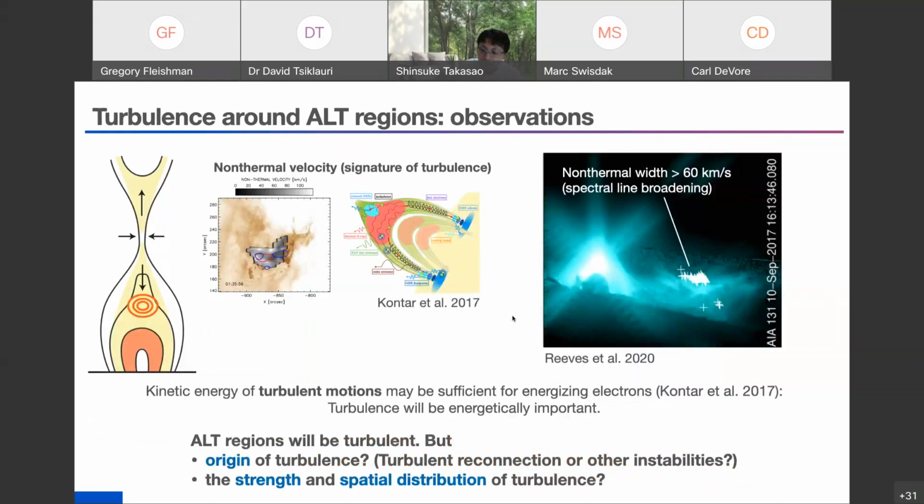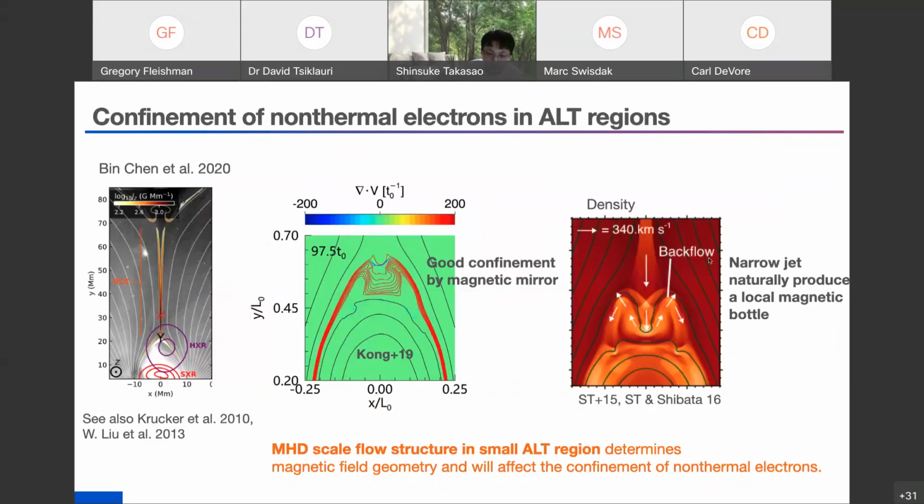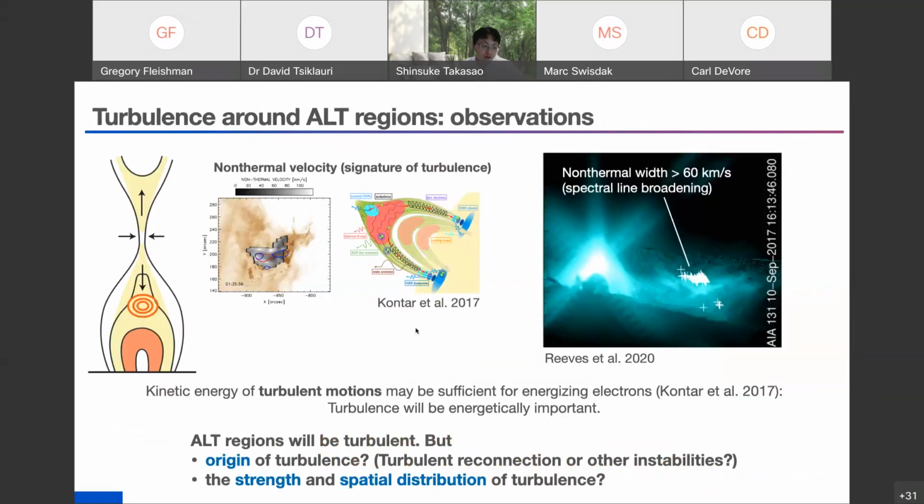Okay, so I show that even a simple simulation shows complicated flow structures in the ALT region, like this. We have a narrow jet going downward, and we have backflows as well. And the backflows are reflected again downward. We have a very complicated structure, and the observations show turbulent motions in the rooftop regions.